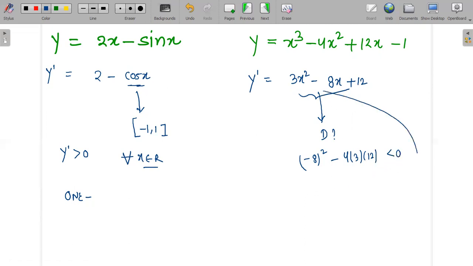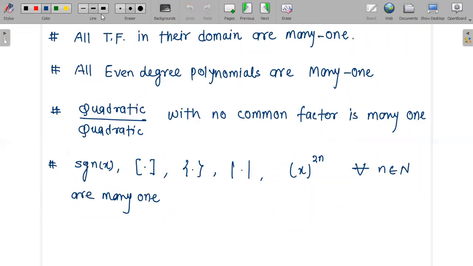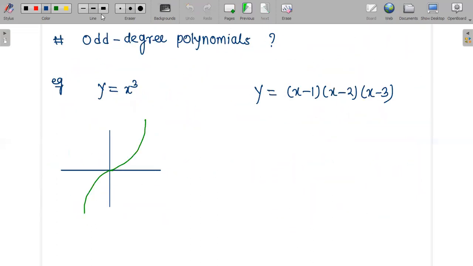That will indicate that this quadratic expression will always be greater than 0. That means I come to know that y dash is greater than 0. What is the meaning of y dash greater than 0? Your function is said to be injective, one-one. So there we go. Now, if I ask you, will it occur for every cubic equation? May I say that every cubic equation will be an injective function?